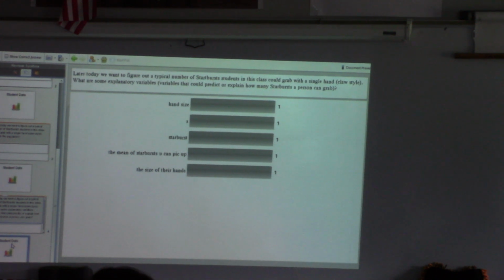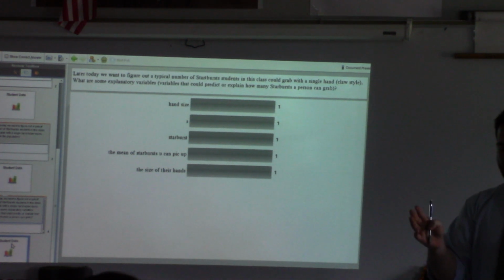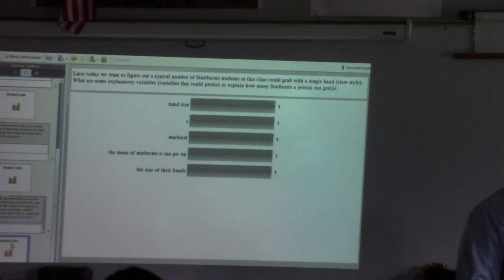What about the amount of time it takes you to get to school in the morning, right? So if you leave your house and you measure how long it takes you to get to school, could that predict how many Starbursts you could grab? Possibly. Yeah.